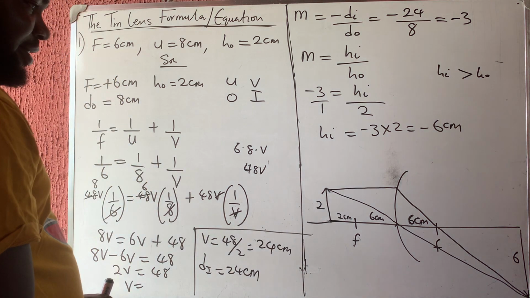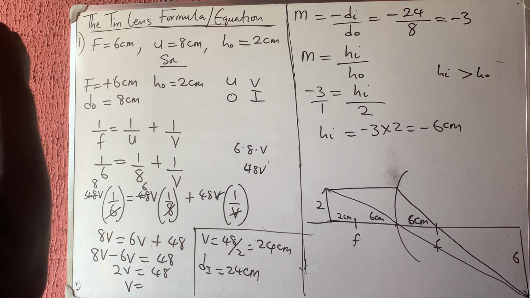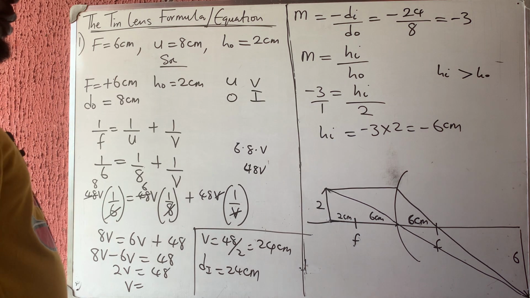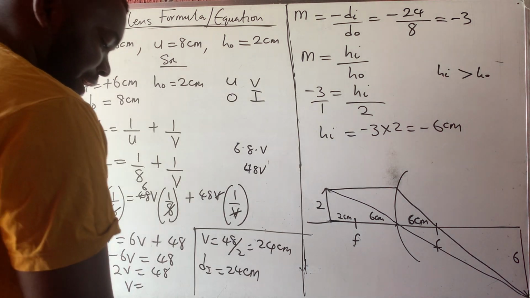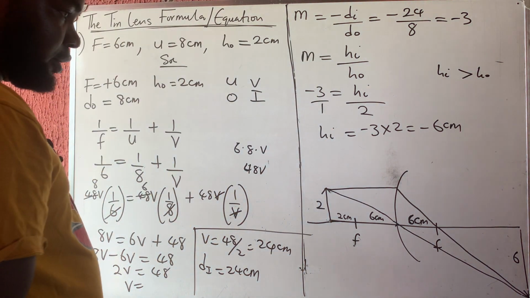Oh, okay, it is formed behind the lens. Okay, so that is the diagram. They ask, where is the image formed?